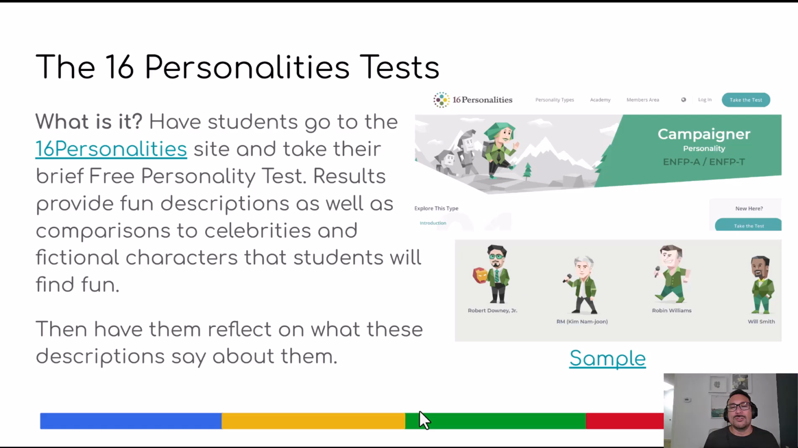But one of the most fun parts of this is that at the end it tells you what celebrities are most like you, and even fictional characters. So there's my personality. I'm the campaigner, and those are the celebrities that are most like me, apparently, right? And so it's kind of a fun way to get to know students. And if you have someone who is a trickster like Robin Williams or Robert Downey Jr. there, then better keep an eye on that date, right?